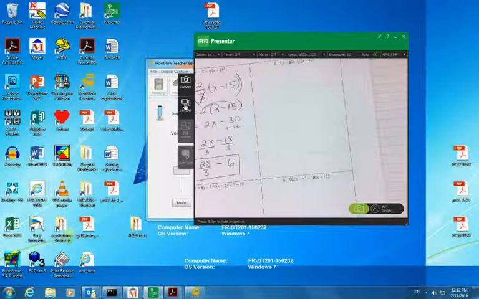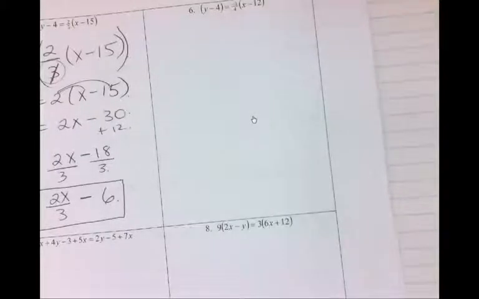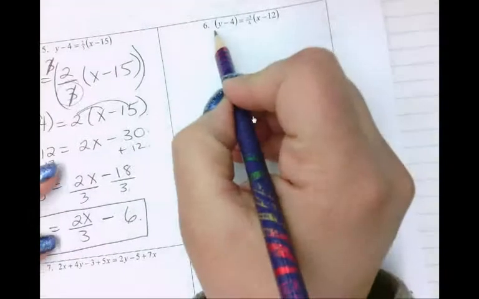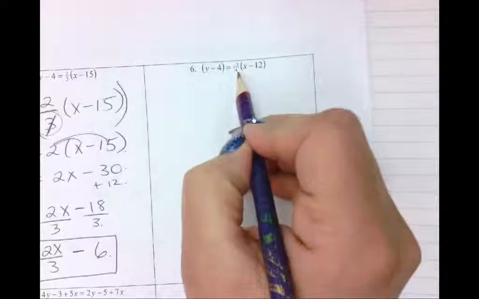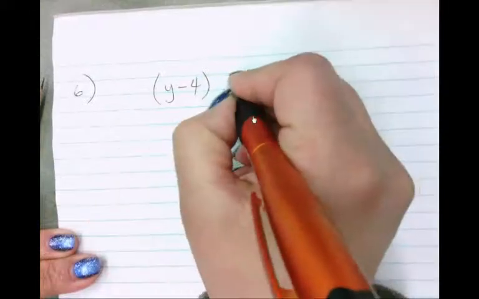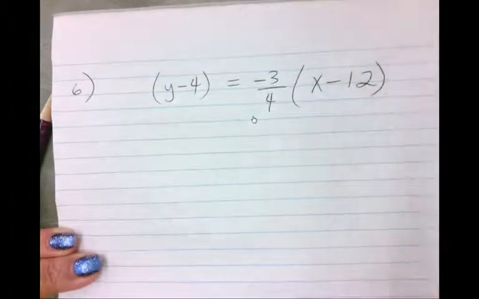Okay, so I'm going to continue now with the next question, number 6. Let's have a look at number 6 and see how we're going to deal with it. We're solving for y. We've got this first bracket here, and we've got a negative 3 over 4, and then we have a bracket x minus 12. Let's write this out on a bigger piece of paper so that it's easier to deal with. So I've got y minus 4 equals negative 3 over 4, then x minus 12.